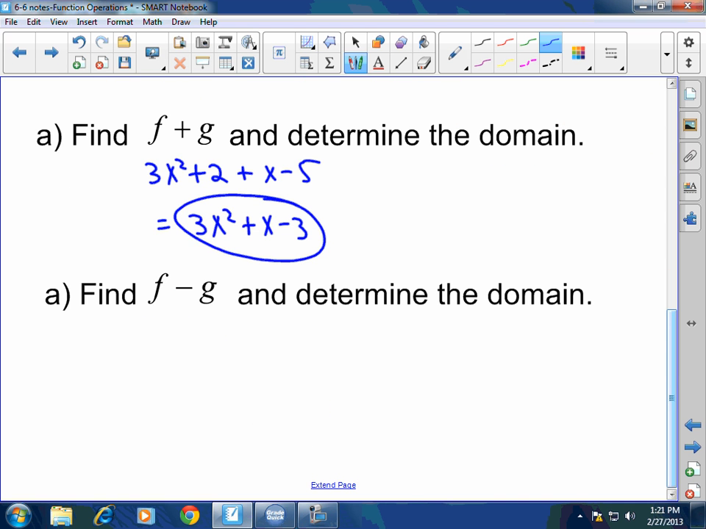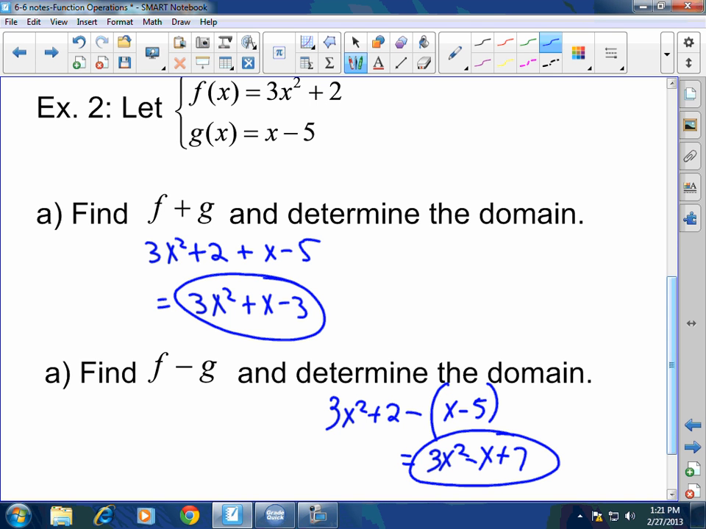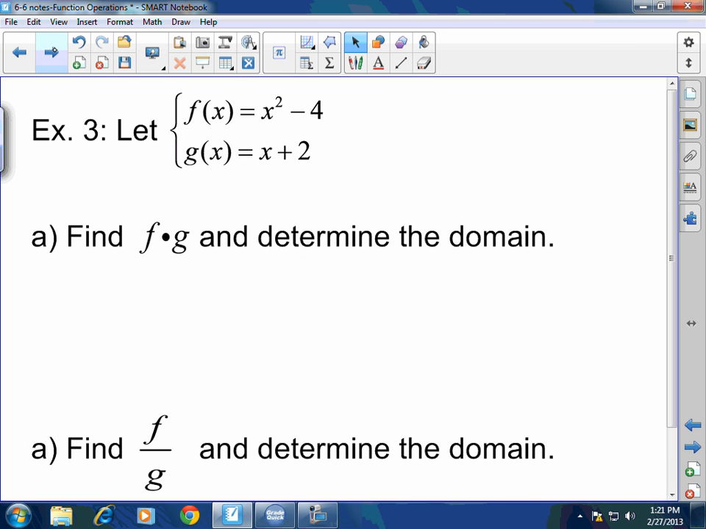Now I want to do f minus g. So, okay, 3x squared plus 2 minus parentheses g, which is x minus 5. So this is going to be 3x squared minus x plus 7. Does that make sense? Pretty simple, right? Okay. Cool beans. All right, next.